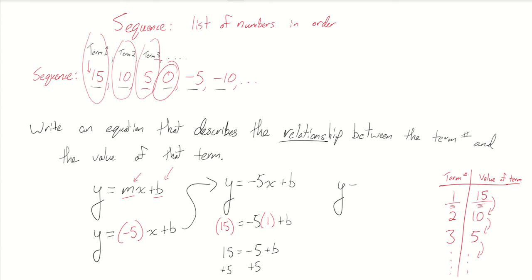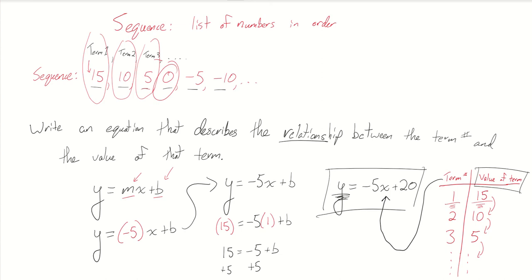So we see that the equation that describes this linear relation is negative 5, which is our multiplier, times x, plus 20, which will be our constant. I want to be clear about this. If you plug in the term number into x, what you should get out as your y value is the value of that corresponding term. And this equation would be able to give that to you. So that's the power of this particular equation.